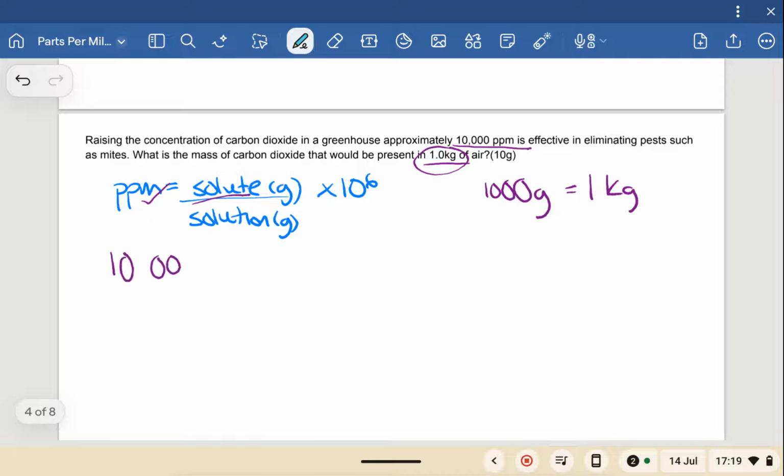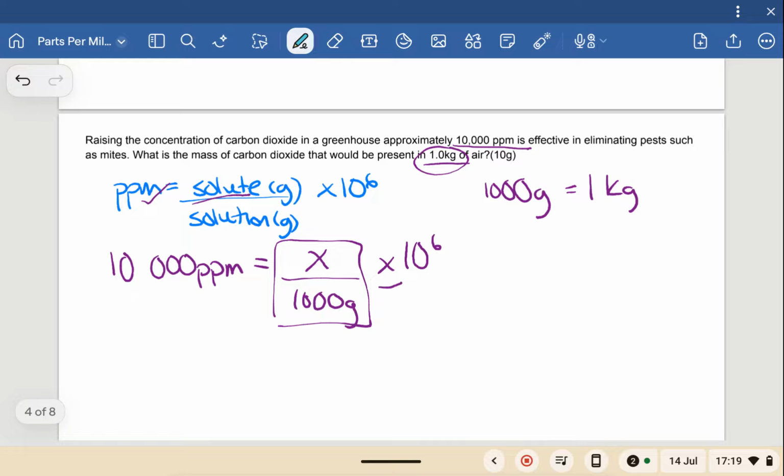We have 10,000 parts per million will equal, we don't know the numerator, so let's just call it X, over 1,000, making sure our units are in grams. This is all times 10 to the power of 6. Our first step before we can touch the fraction is to get rid of that 10 to the power of 6, so divide both sides by 10 to the power of 6. When you're putting this into your calculator, just make sure to keep this denominator in brackets.